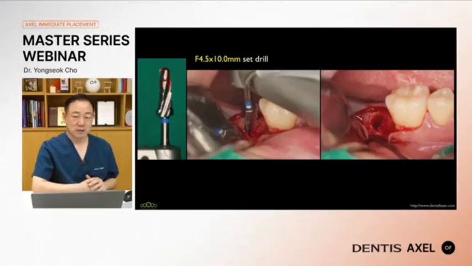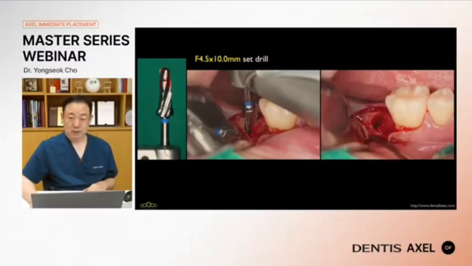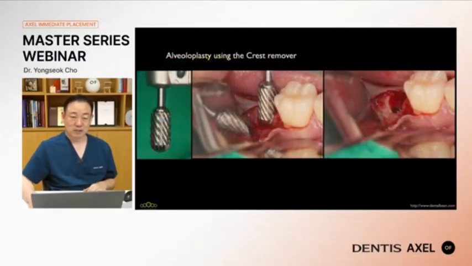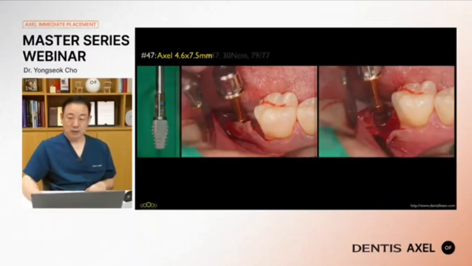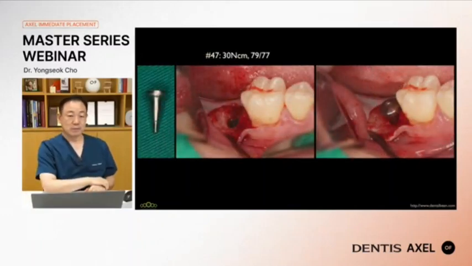Similar to the previous case, the buccal bone height and the lingual proximal bone height are quite different. Here I tried alveoloplasty using a crest remover. And then I selected the implant 7.5 millimeter long. It is a short implant, and I completely placed the implant inside the bone.